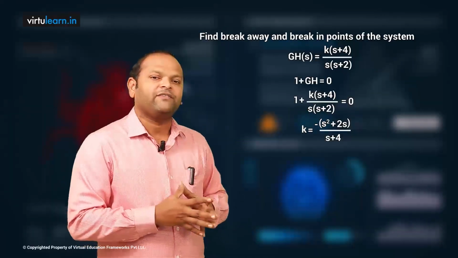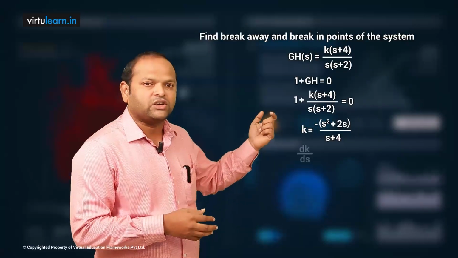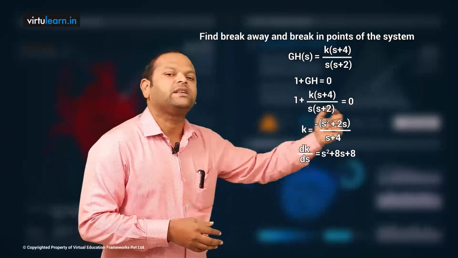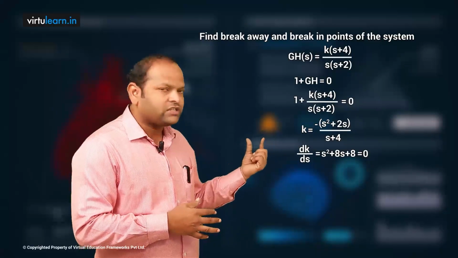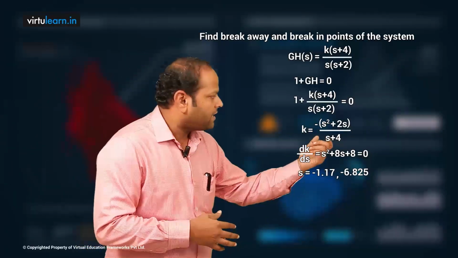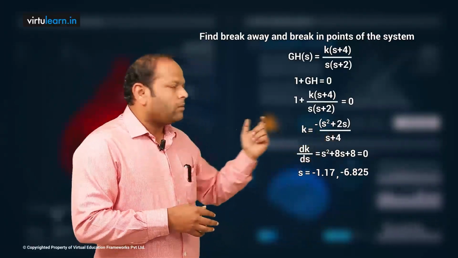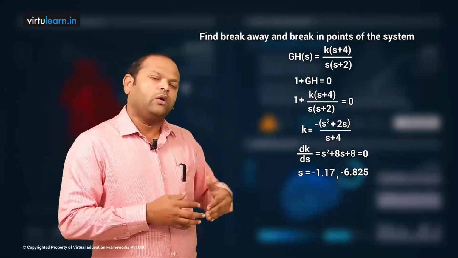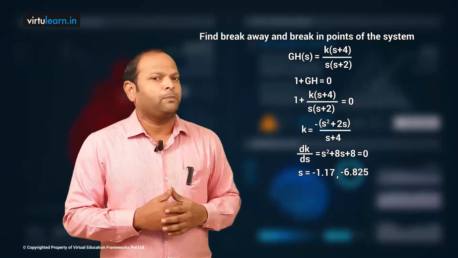Again we can simplify very easily and get the equation dk by ds equal to 0. That equation is s square plus 8s plus 8 equal to 0. And what are the roots of this equation? You have s equal to minus 1.17, comma, minus 6.825. So these two are my roots of dk by ds equal to 0. And how do we find whether these two roots are valid or invalid breakpoints?